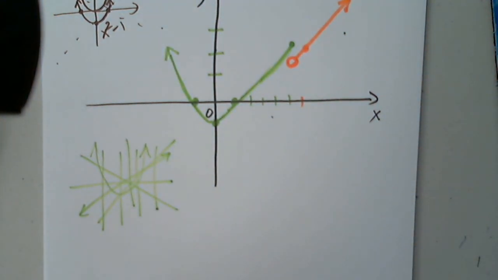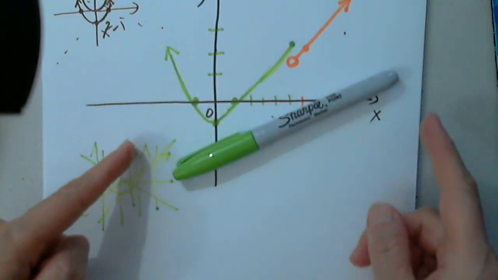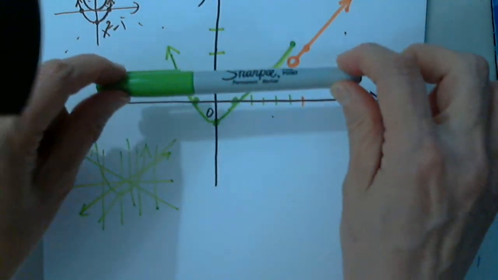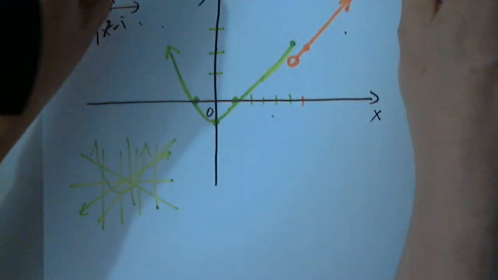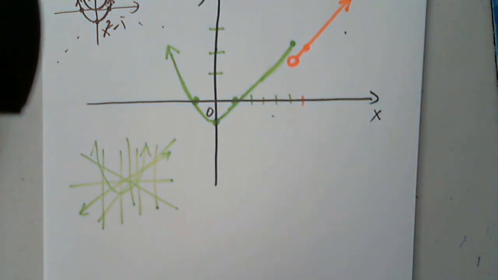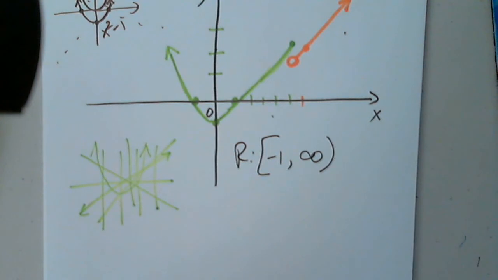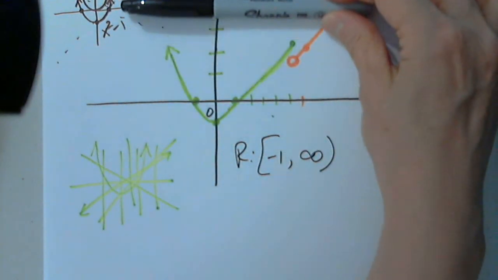Now, finally, we have the range. Remember how we determine the range? From the lowest y value, where the function exists, I caught it, yes. So then the range of this function is -1 to infinity. From the lowest y value till the largest y value.